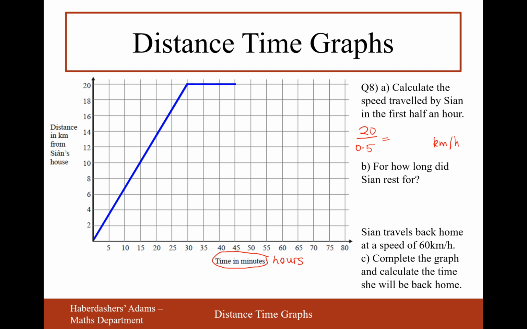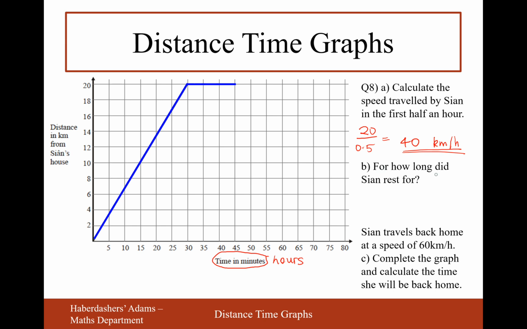We've had to do a conversion there from minutes to hours. How many decimal hours is in 30 minutes? And that's 0.5 hours. So 20 divided by 0.5 is 40. So the answer to the first part is 40 kilometers per hour. We've had to do a conversion from minutes into hours.